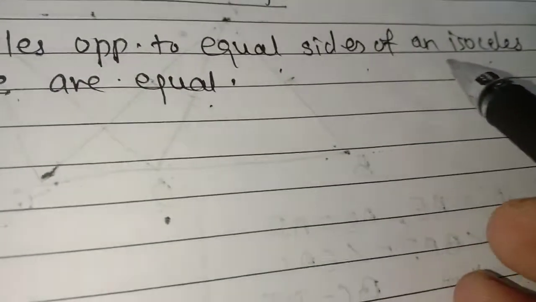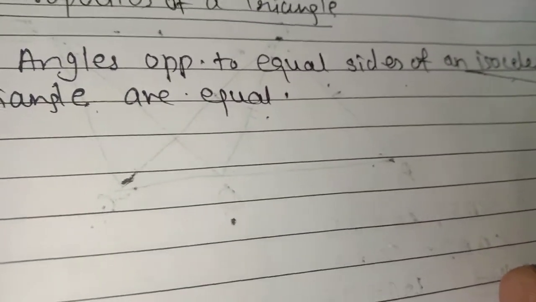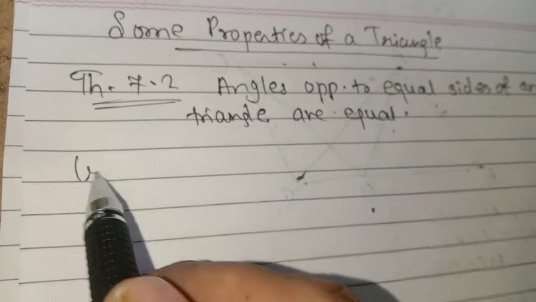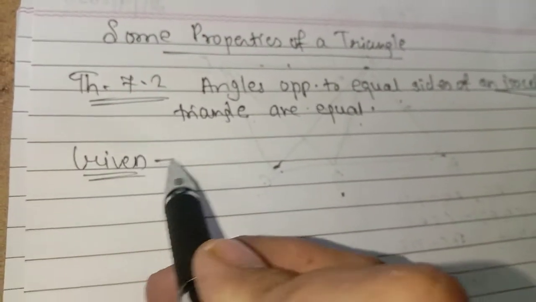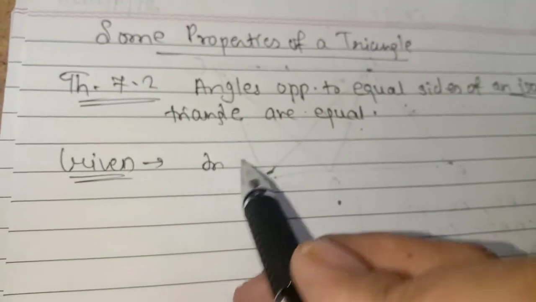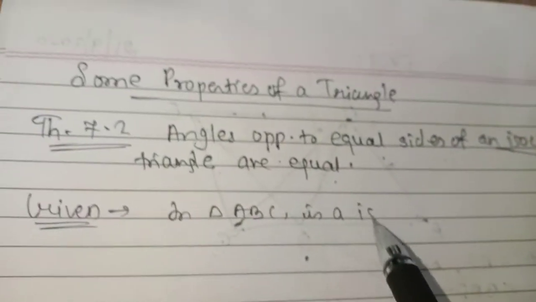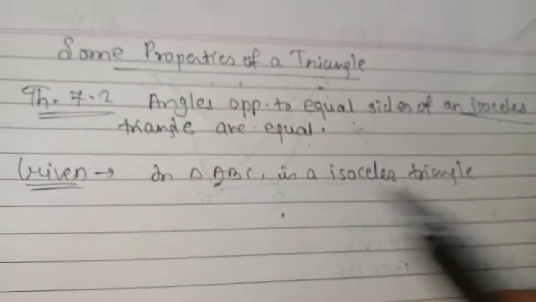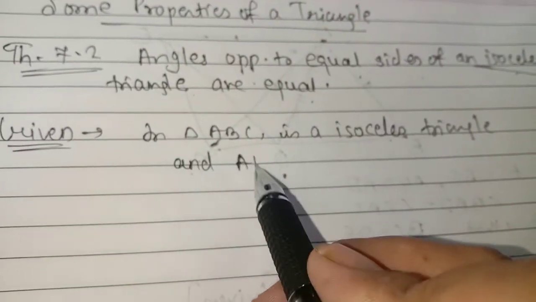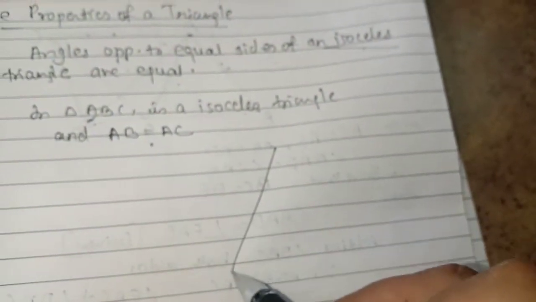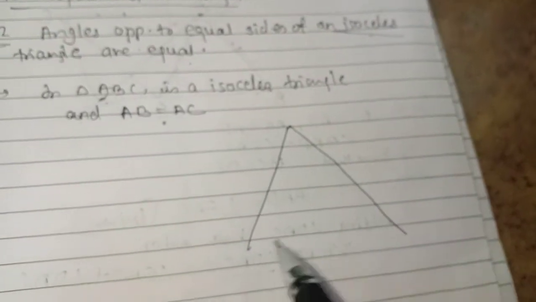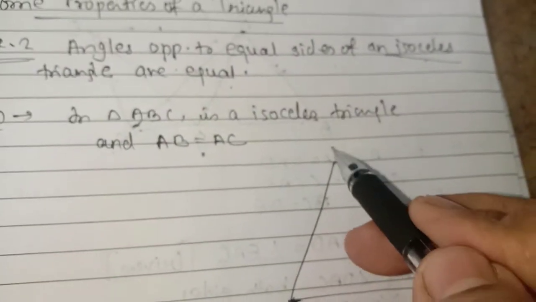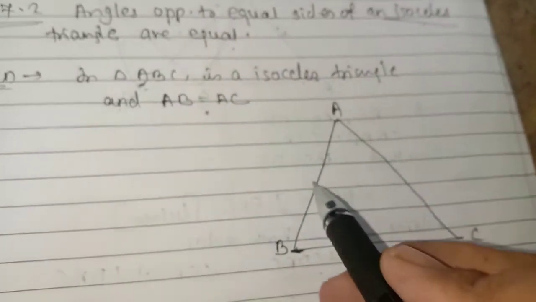So already we are given an isosceles triangle. First of all we will write here Given. In given we will write: triangle ABC is an isosceles triangle and AB is equal to AC. Now let's sketch the diagram here. If we are talking about an isosceles triangle, you can see here AB and AC are equal, given.